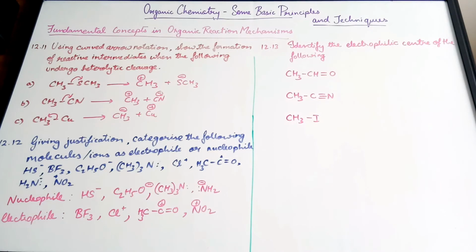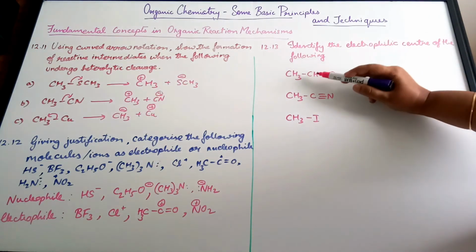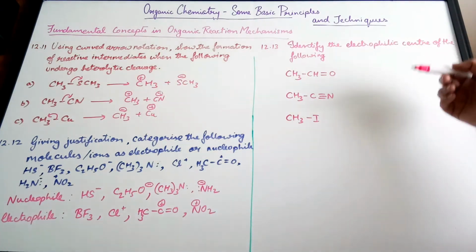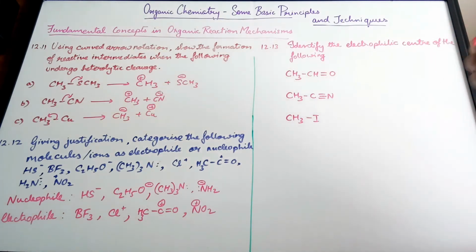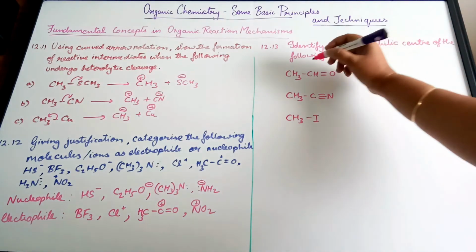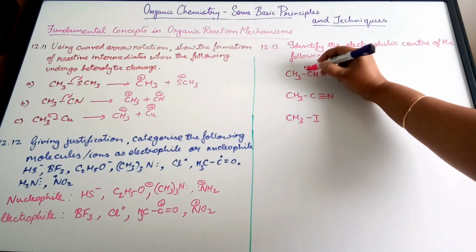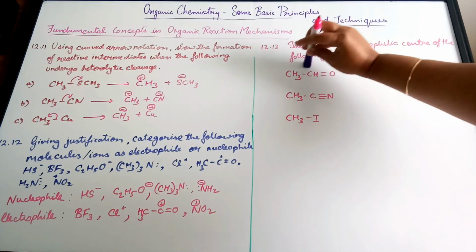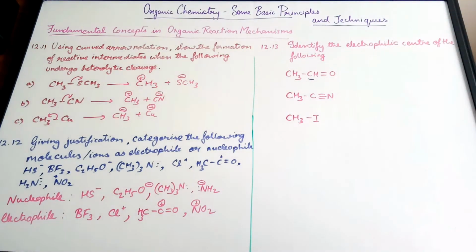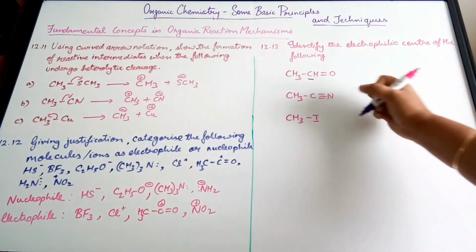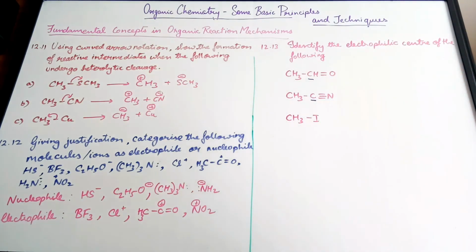Next, we need to identify the electrophilic center of the following. The electrophilic center is basically the electron deficient center of the compounds. Between oxygen and carbon, the carbon atom is less electronegative than oxygen, which means it is electron deficient. So this will be our electrophilic center. In between carbon and nitrogen, carbon is less electronegative, so nitrogen will pull the electrons towards itself, so carbon becomes electron deficient.